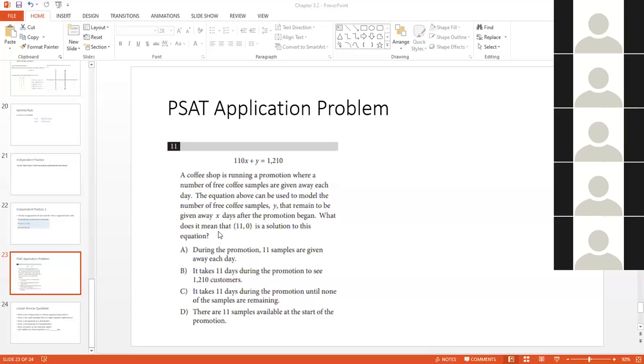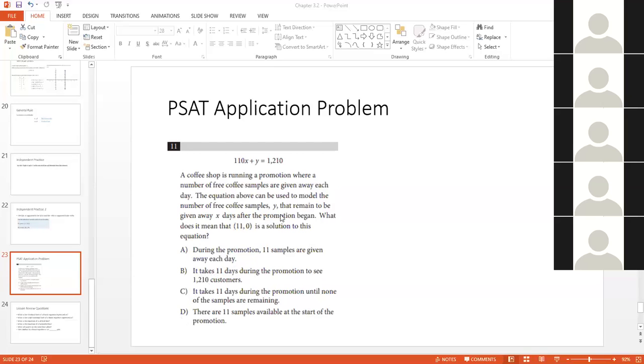Good. So we said that X is the days after the promotion began. So right away, this X coordinate 11 is going to be corresponding to days. So here we have 11 samples, that we can automatically eliminate A. And D also talks about 11 samples, so we can automatically eliminate D. Okay, so it's either B or C. Let's look at what we're talking about after 11 days. So it takes 11 days during the promotion to see 1,210 customers.